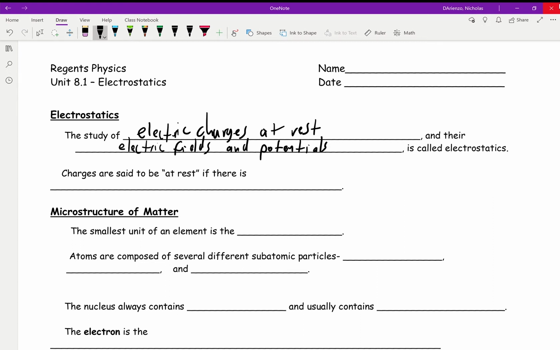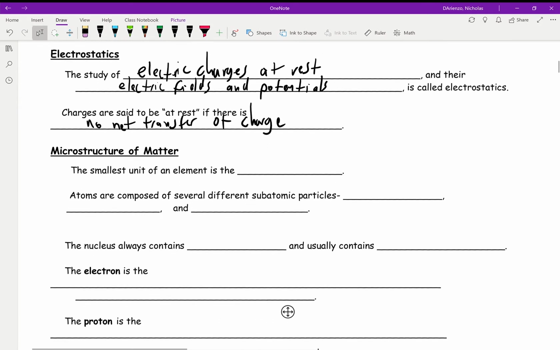And when a charge is said to be at rest, all that means is that there's no net transfer of charge between objects.